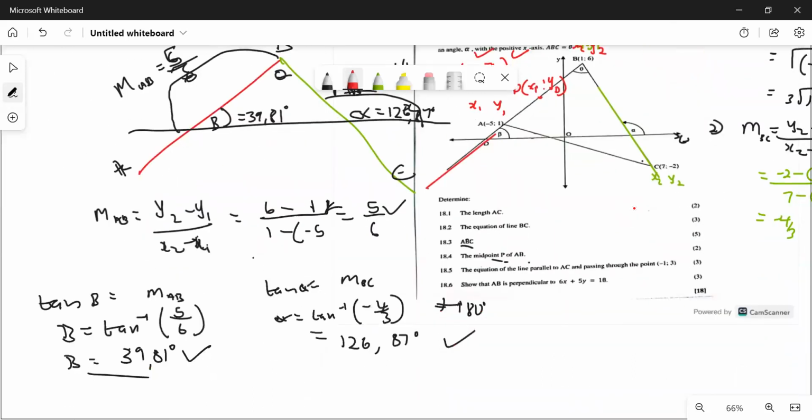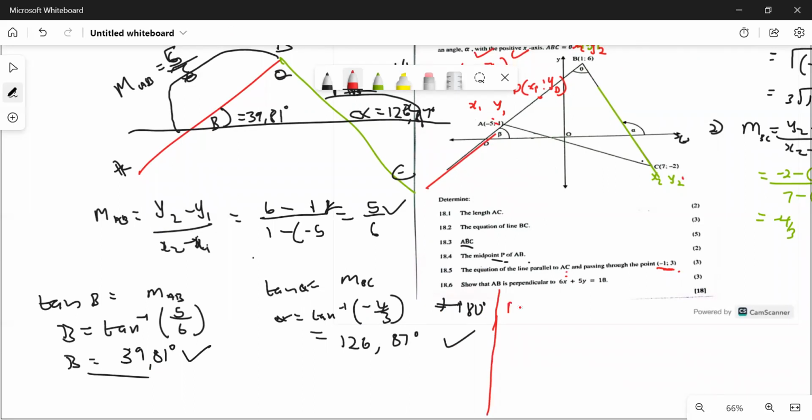Okay, we are going to number 5. On number 5, they say, determine the equation of a line parallel to AC passing through the point -1 and 3. So we want to determine the equation of a line parallel to AC. So we go to A and C again. So we need to know what is going to be the gradient of AC. We don't know what the gradient of AC is.